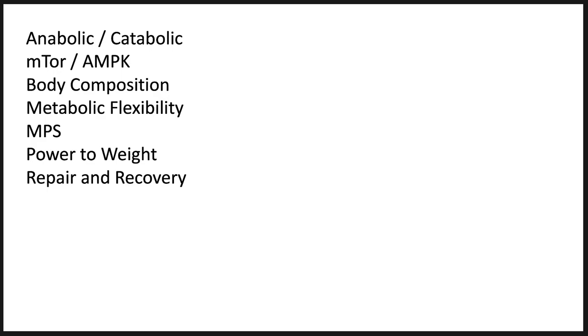We're going to start looking at anabolic and catabolic processes. That's the sum total which makes up human metabolism, and how the enzymes mTOR and AMPK tie into those and drive those processes. We're going to look a little bit at body composition, metabolic flexibility, muscle protein synthesis, MPS, and then we're going to look at power to weight ratio and begin to look at some recovery and repair type stuff.